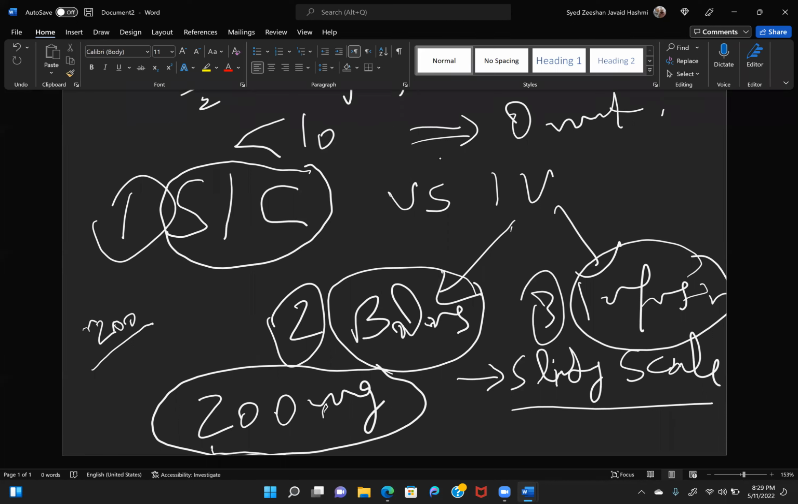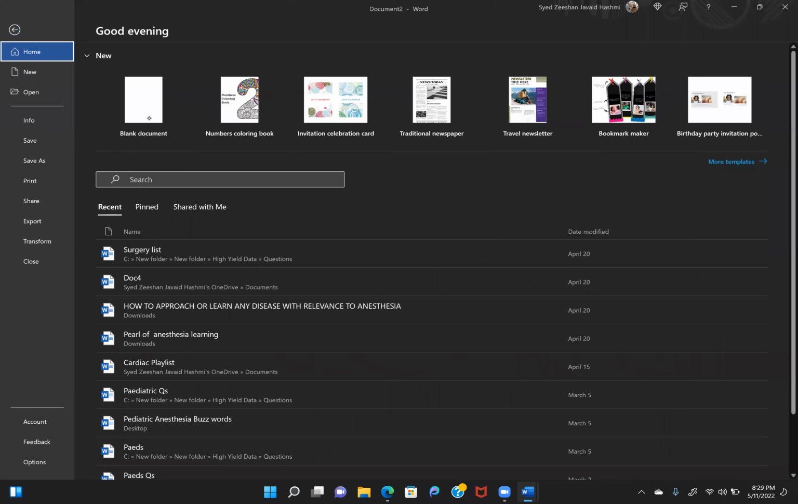I will give 0.1 unit per kg IV stat. So if it is 100 kg, you will give 10 units? No, I will give 5 units, because 1 unit will lower it by 25 milligram per deciliter. So if you give 5 units, 25 multiplied by 5, you will bring the blood sugar to 75.